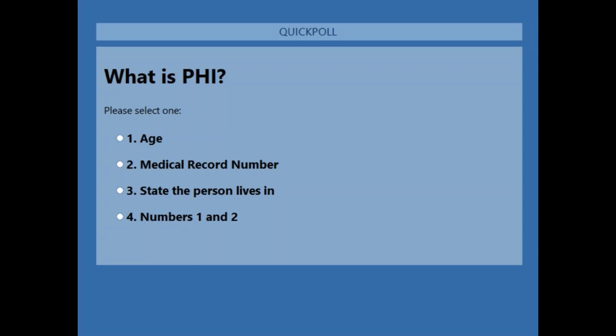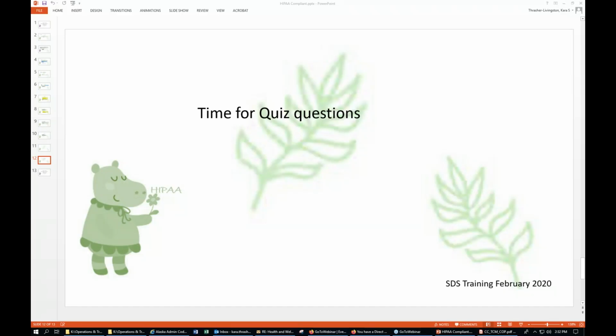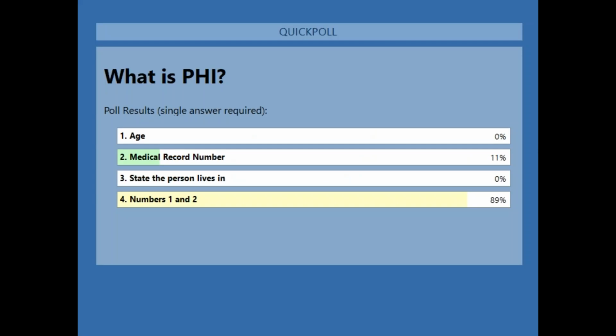Okay, looks like most of us have voted, so I'm going to hit close and you'll see the results, hopefully. There it is. So the answer is actually 1 and 2. Okay, number 3, the state the person lives in, of itself is not PHI, just that. So number 4 would be the correct answer, the best answer to that.